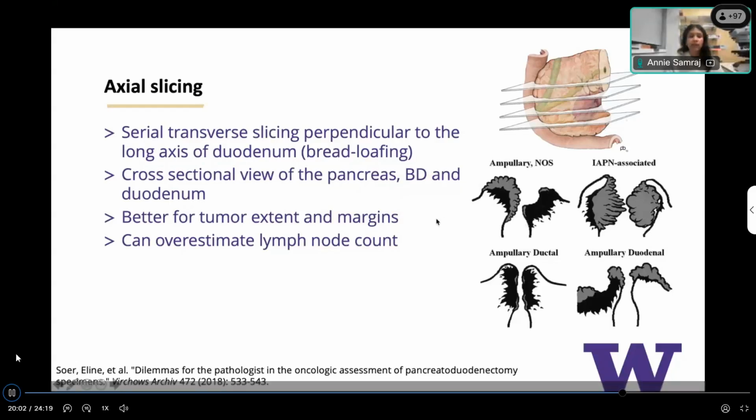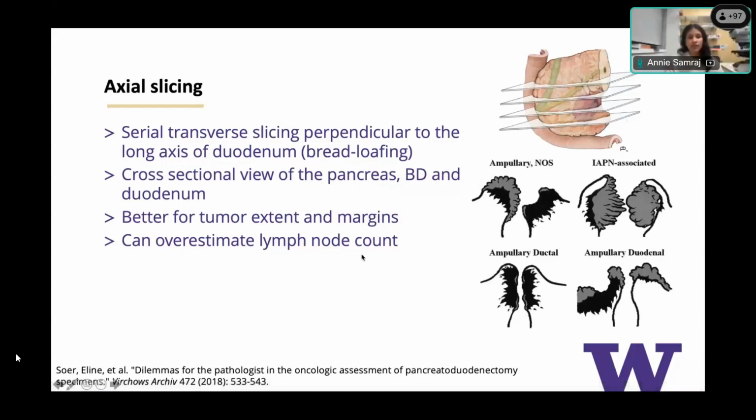And one of the cons is that it can overestimate the lymph node count. So as you can imagine here, in the peripancreatic tissue, we have lymph nodes. So if you had a lymph node that was, say, 6 millimeters, you would see it in this slice and you would see it in this slice. And sometimes it can be overcounted as 2 lymph nodes when it's really 1 lymph node.